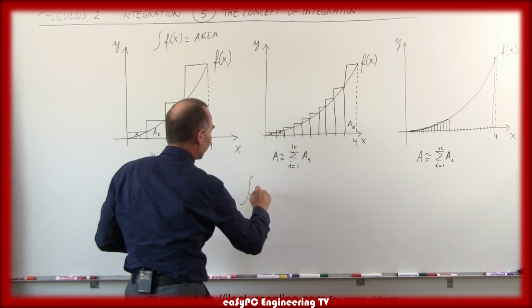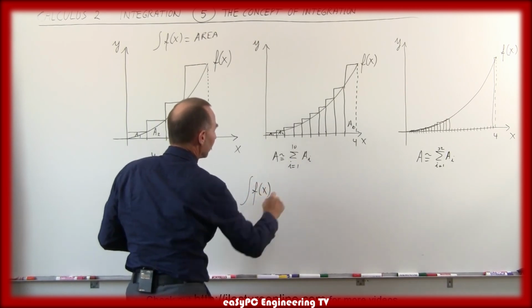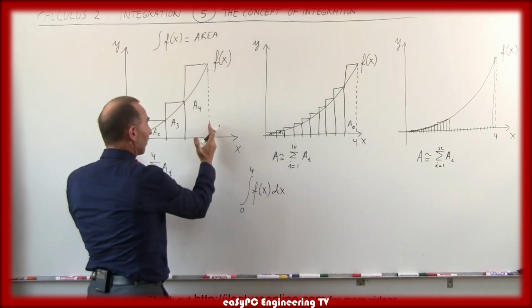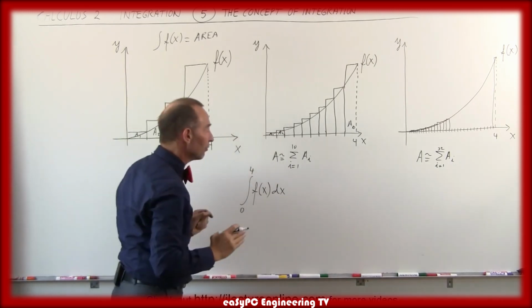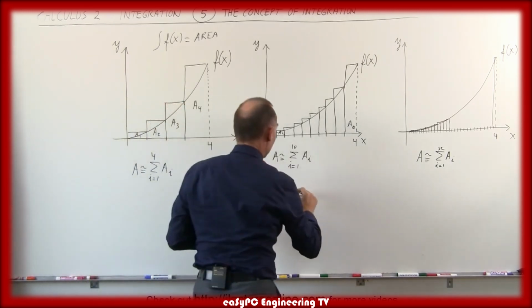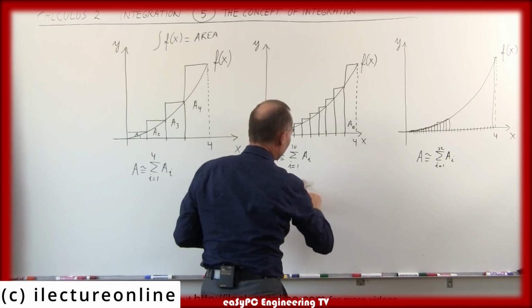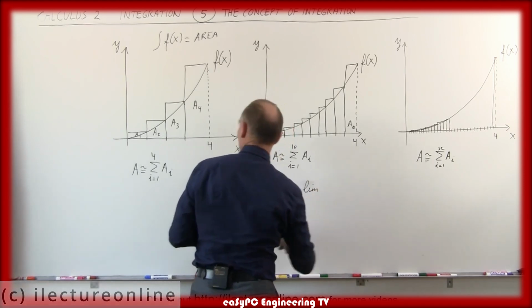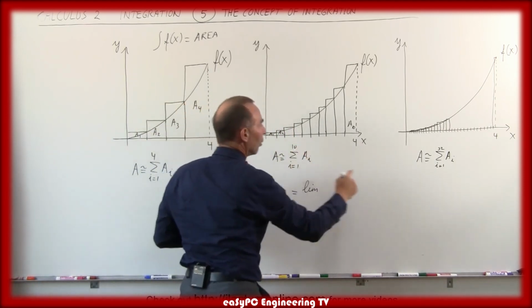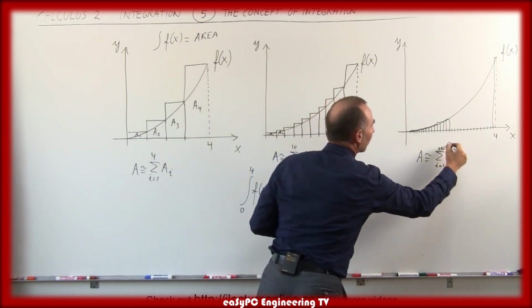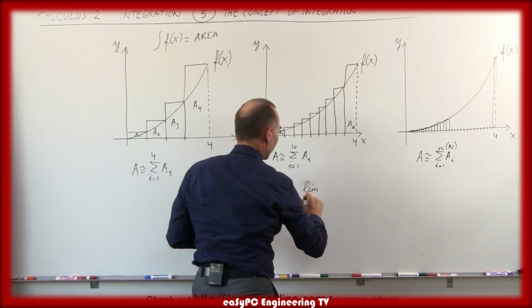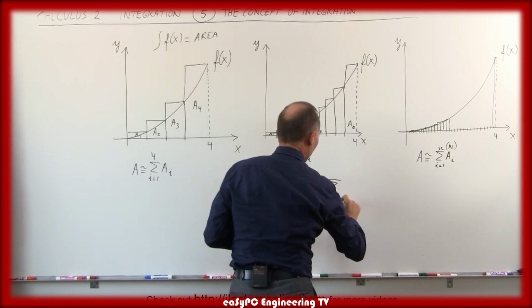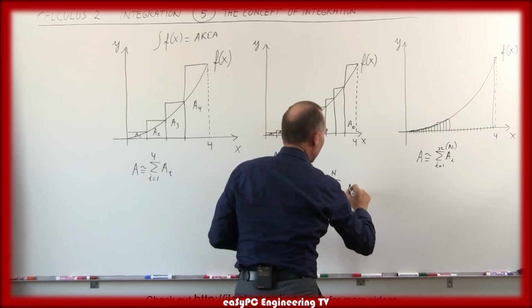The integral of the function f of x dx going from 0 to 4, because we have a definite integral, we only want the area underneath this region of the function, is in essence equal to the limit, if we call the number of rectangles n, where n goes to infinity of the sum from i equals 1 to n of all the A sub i's.